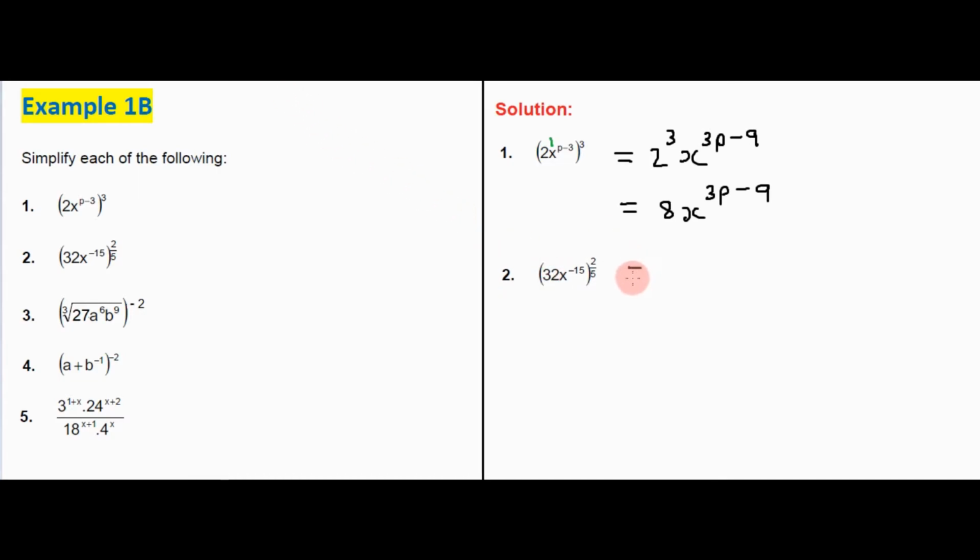Once again, we have to apply the power to everything inside the brackets. So it's 32 to the 2 over 5, x to the negative 15 times 2/5 is negative 6. Now we can use prime factors of 32. It's 2 to the 5.